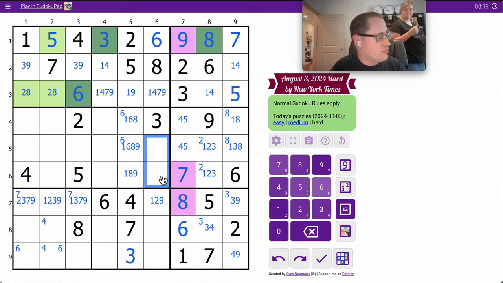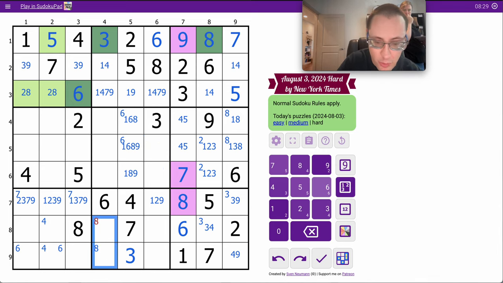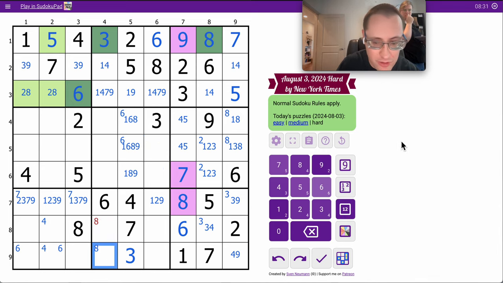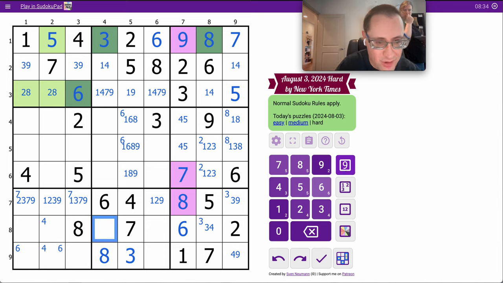I don't have much else in region, or rather column 6. I'll look at region 8, 3, 4, 6, 7. I need 1, 2, 5, 8, 9. 8's forced there. Actually, it's placed. I need 1, 2, 5, and 9. This sees a 2, and this sees a 2.